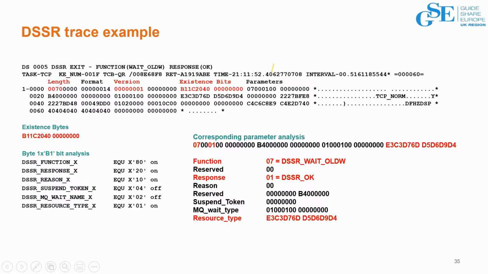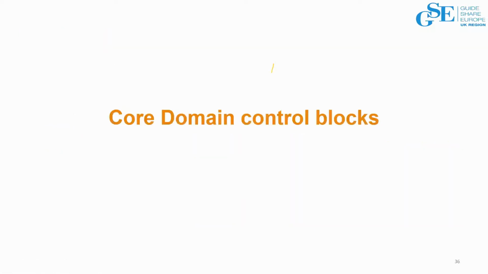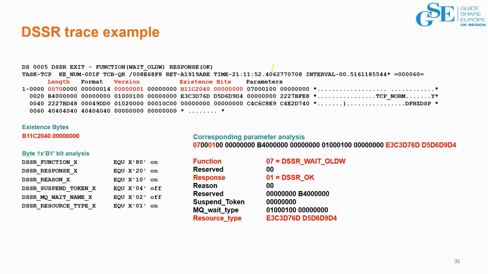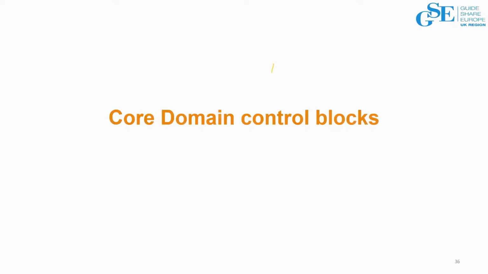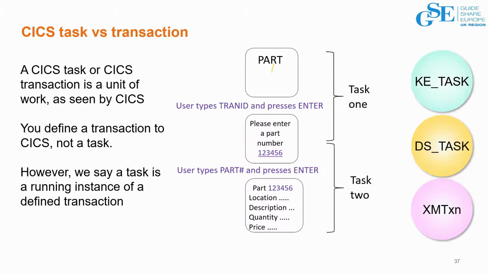Now, do you have to do this type of analysis every time? Oh, heck no, I'd blow my brains out before I do that. If you have to do this on every trace entry, you certainly wouldn't enjoy life. So you only have to do this on rare occasions if you really even want to. So let's talk about core domain control blocks.